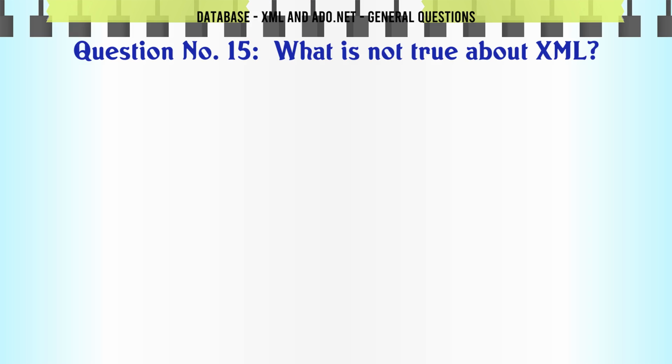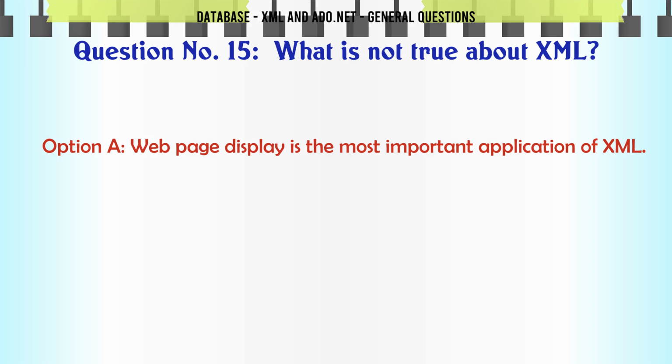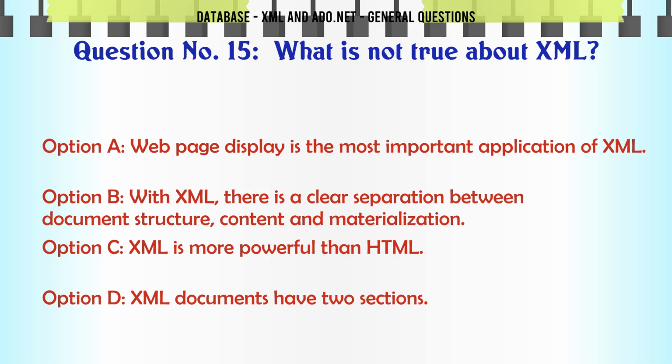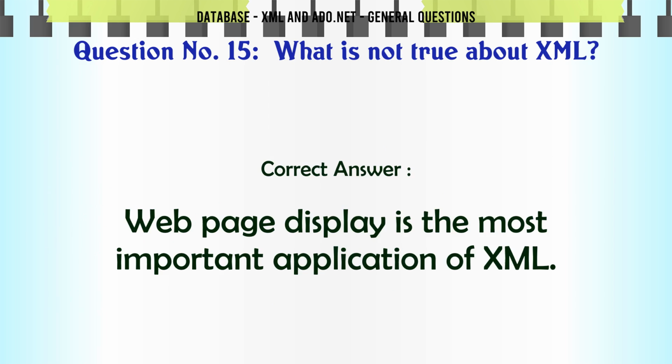What is not true about XML? A. Web page display is the most important application of XML. B. With XML there is a clear separation between document structure, content, and materialization. C. XML is more powerful than HTML. D. XML documents have two sections. The correct answer is web page display is the most important application of XML.